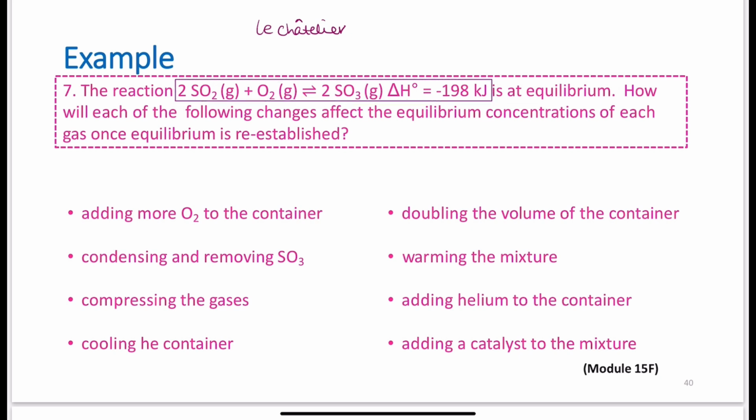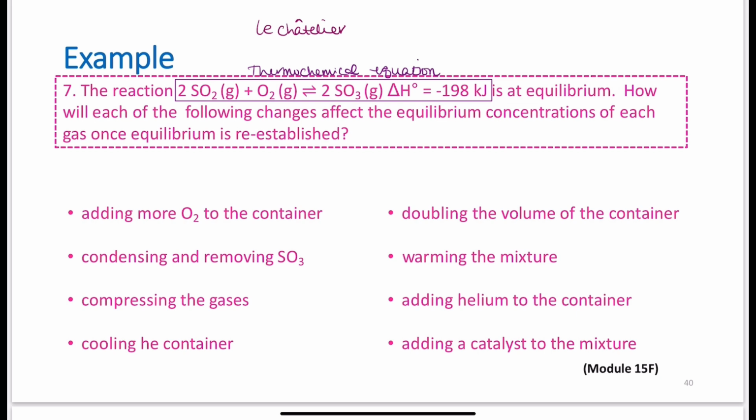This is my thermochemical equation. So that means that 198 kilojoules of heat is lost for every 2 moles of SO2 consumed, for every 1 mole of O2 consumed, and for every 2 moles of SO3 produced. So I don't have a per mole there because it's not per mole, it's dependent on the reaction. It tells me this reaction is at equilibrium.